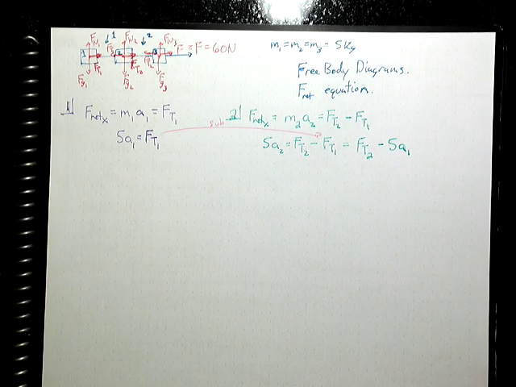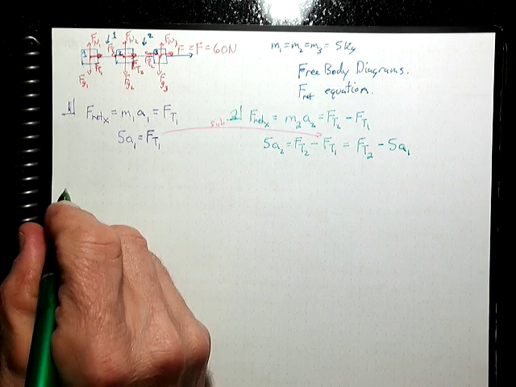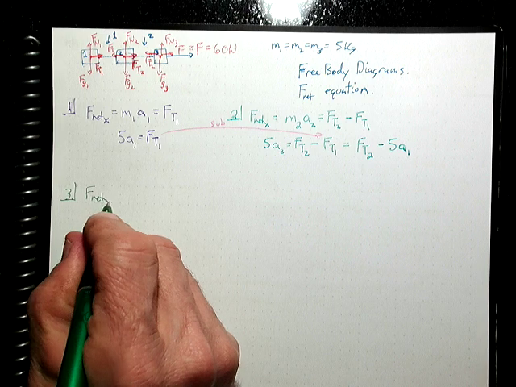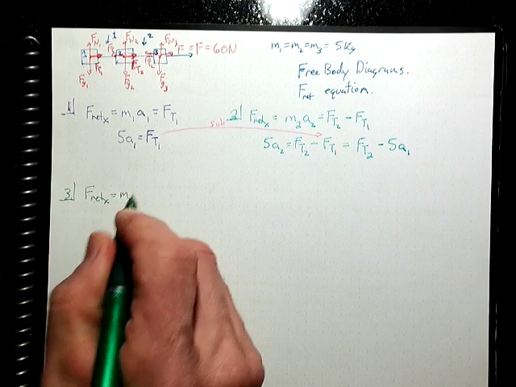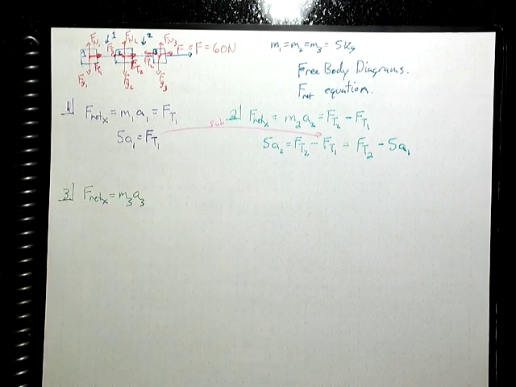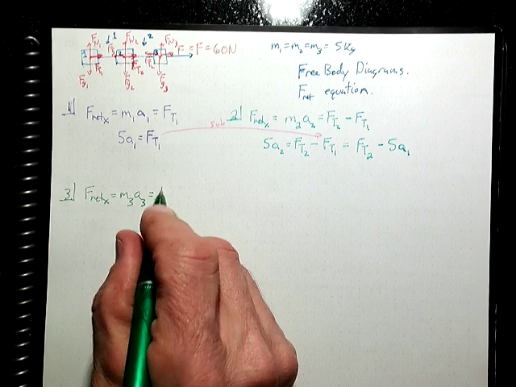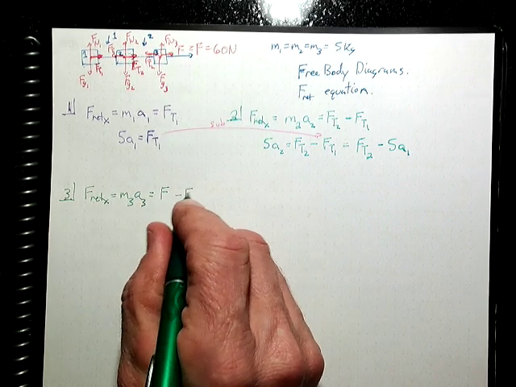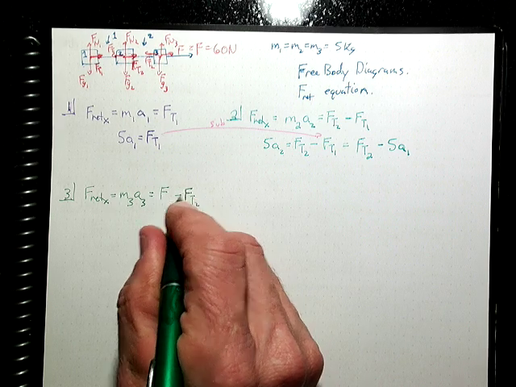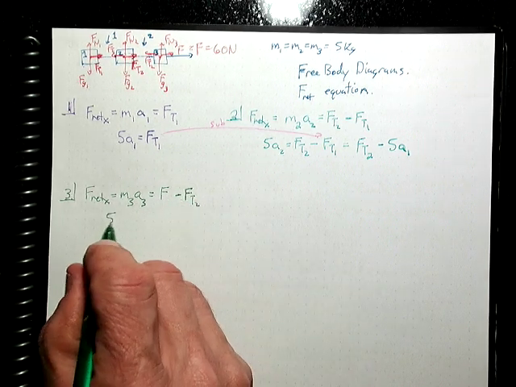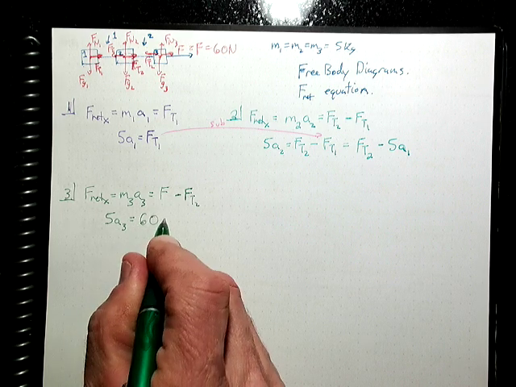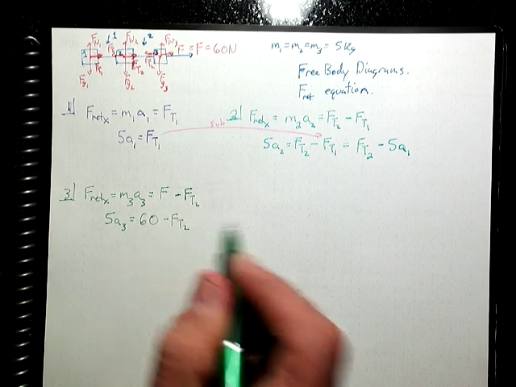And now I'm going to look at box 3. Box 3, F-net x, is equal to m3 times the acceleration that it experiences, which is equal to F going to the right minus FT2. Again, I've got 5 times a3 is equal to 60 minus FT2.